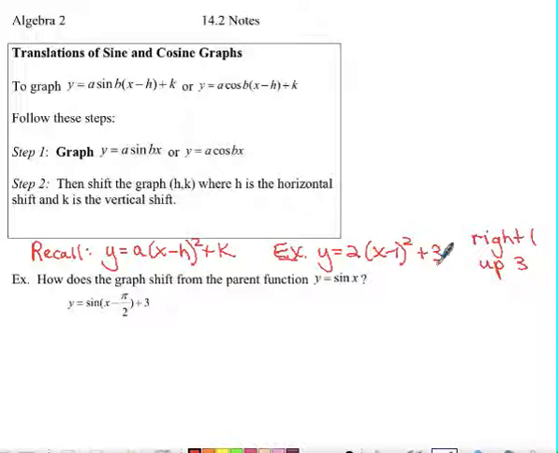Okay, so having reviewed that, let's look at this example. How does the graph shift from the parent function y equals sine x if I have y equals sine the quantity x minus pi over 2 plus 3? Okay, who wants to try this one? Alex? Right pi over 2 and then up 3. Good job, you got it. Right pi over 2, up 3.